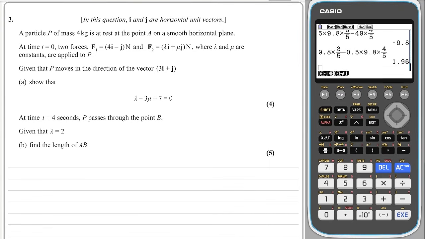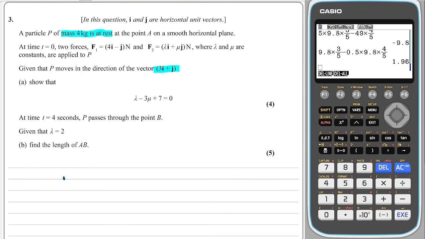Okay, question number 3, and we have some forces here. A mass of 4 kilograms is at rest. That's important. A smooth horizontal plane. At t equals 2, two forces are acting, and given that P moves in this direction, show that lambda minus 3 mu plus 7 equals 0.